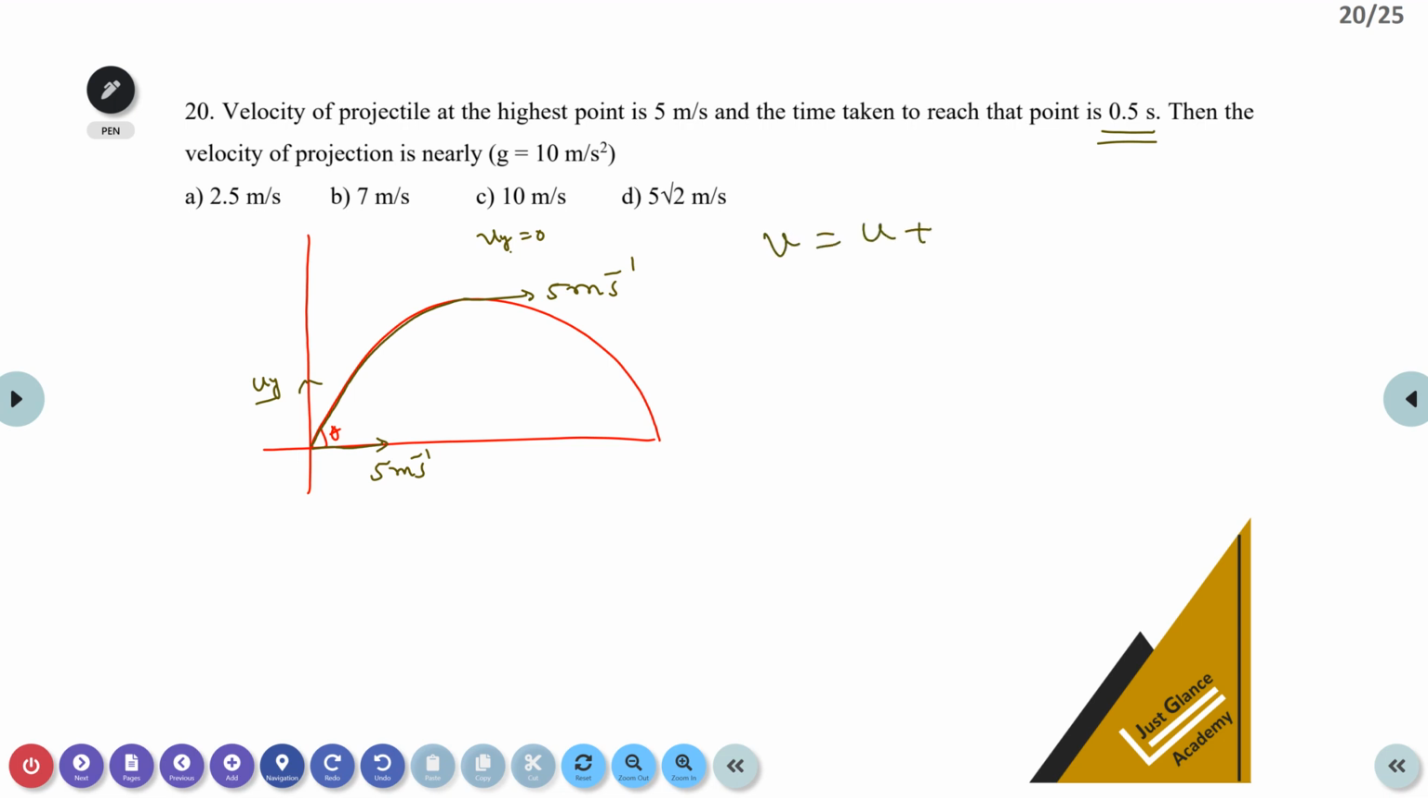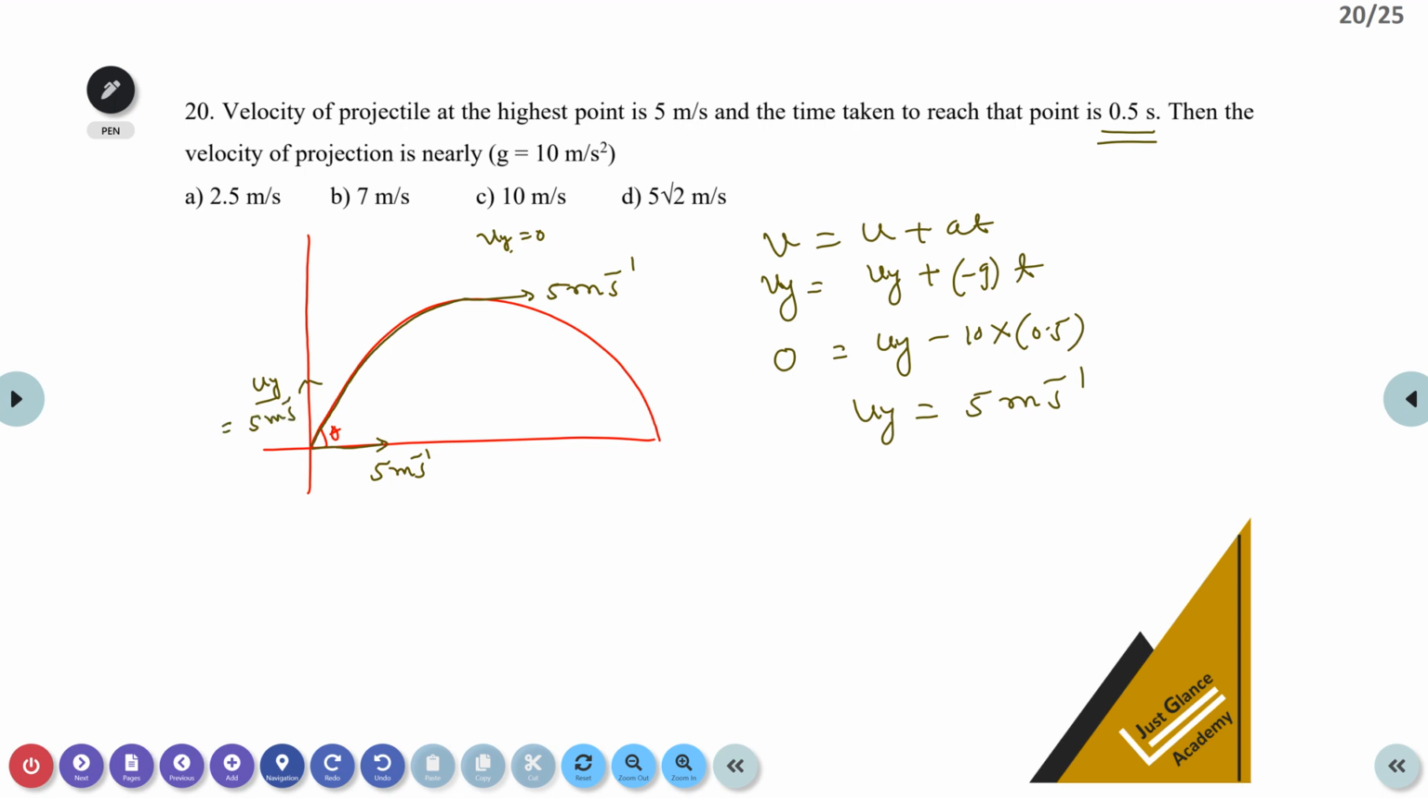v equal to u plus at. Since I am considering the y component, vy equal to uy minus g into t. This quantity is 0 at the highest point. So 0 equal to uy minus 10 into 0.5. So uy equal to 10 into 0.5 equal to 5 meter per second. Here also uy is 5 meter per second, and this is ux. Now I want to calculate the velocity of projection u.